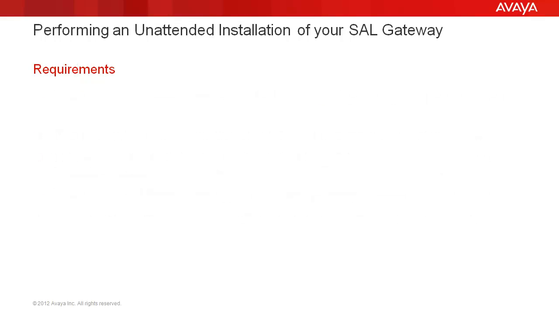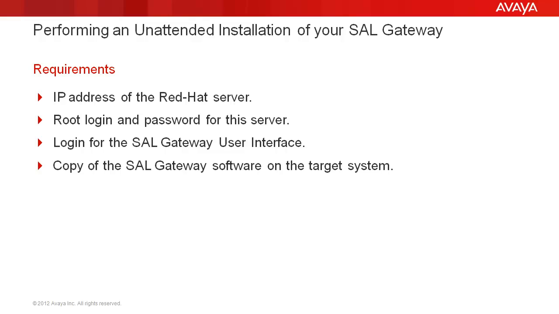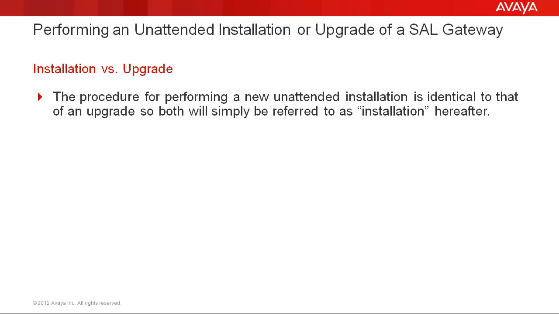Let's next look briefly at the requirements needed to accomplish this task. First, you'll need the IP address of the Red Hat server where you'll be installing your SAL Gateway software. You'll need the root login and password for this server. You'll also need a login for the SAL Gateway user interface with administrator level permissions or higher. And you'll also need a copy of the SAL Gateway software that you intend to install moved over to the target system. And finally, one final note about installation versus upgrade. The procedure for performing a new unattended installation is identical to that of an upgrade, so both will simply be referred to as installation hereafter.